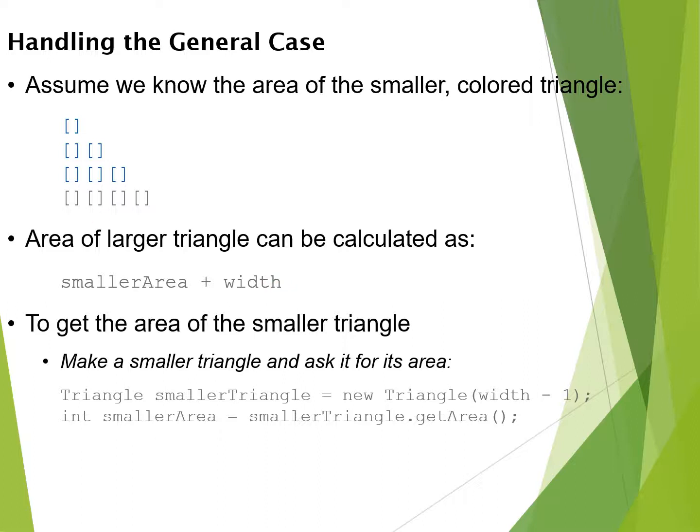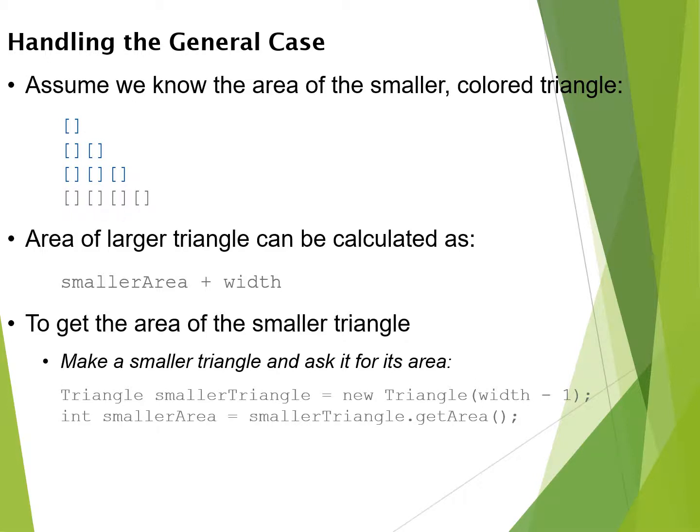For example, this larger triangle consists of a blue triangle which has the area equal to 6 plus the width of the larger triangle, which is 4. So the area is 6 plus 4, which is 10. So if you count all the squares here, you see that there are 10 open and closed brackets in this figure.